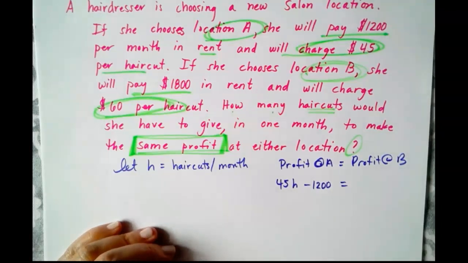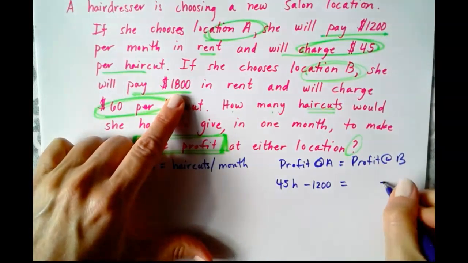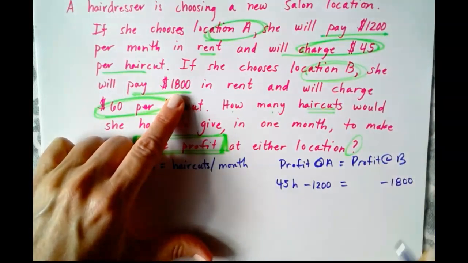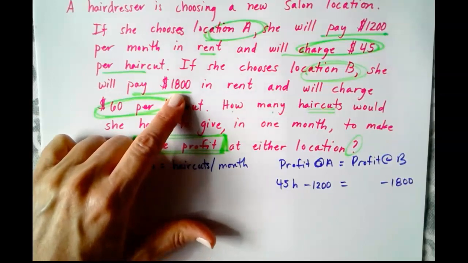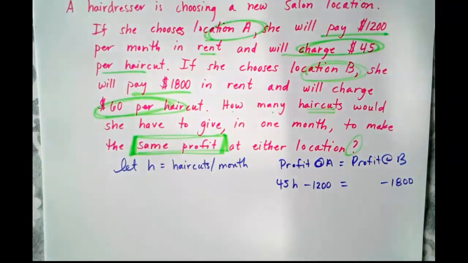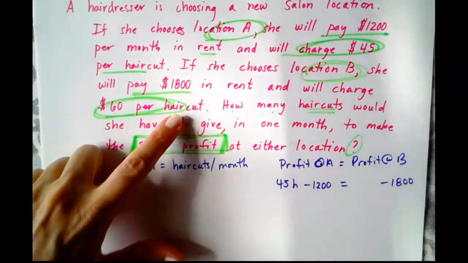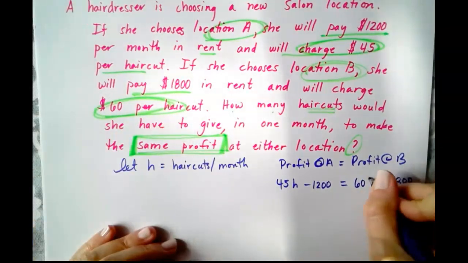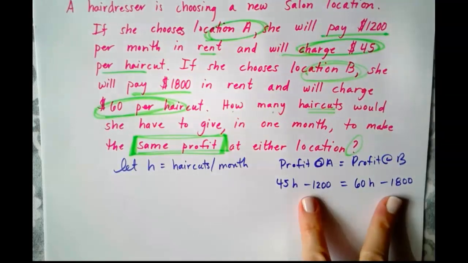Let's compare that with B. At location B, she's going to have to pay $1,800. So once again, the rent is an expense. It's going out. It's not coming in. That's why it's being subtracted. And what is she going to bring in? She's going to bring in $60 per haircut. So 60H minus 1,800. This is what your equation should be for this particular problem.